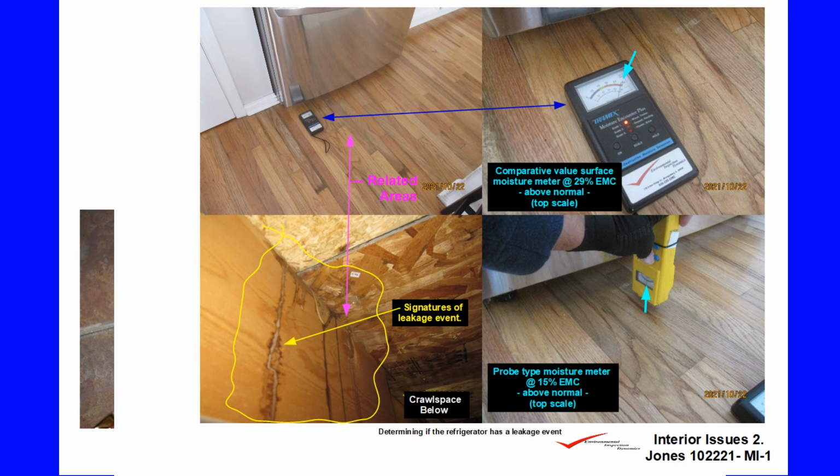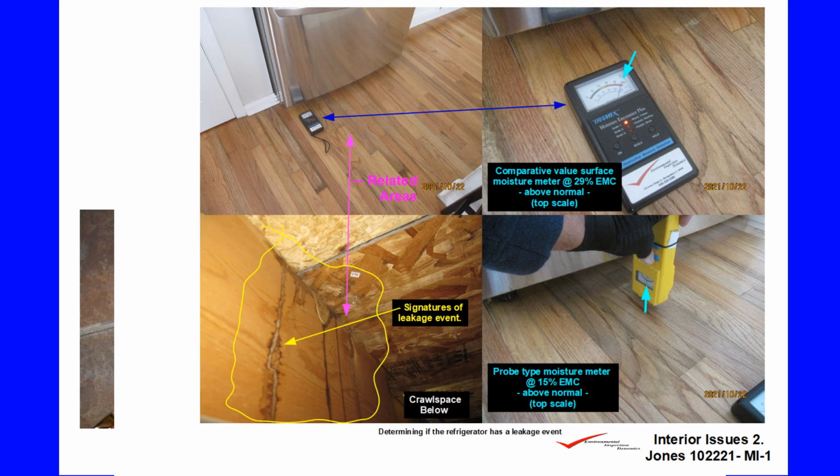In this one, we've got a refrigerator on a hardwood floor. So let's go clockwise, starting at the upper left. You can see where I placed the meter, and toward the right there, it says comparative value, surface moisture meter at 29% EMC. What's EMC? Equilibrium moisture content. That's the methodology of how you measure the weight of water in wood.